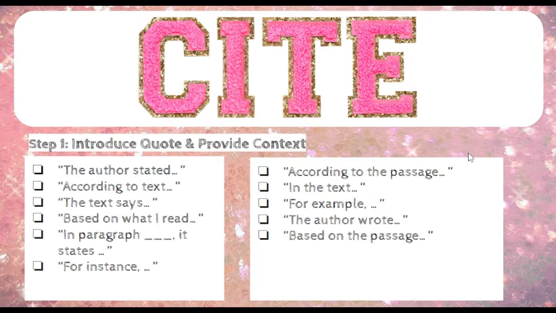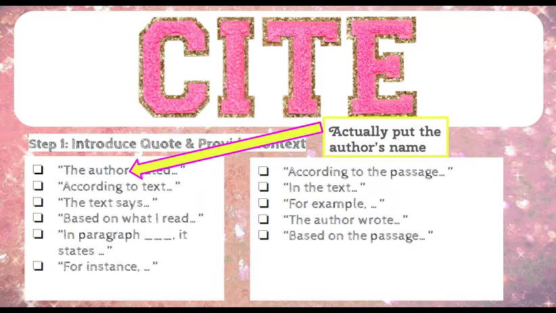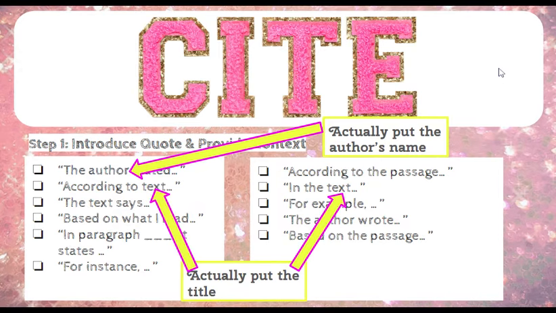There are some ways that you can introduce your text, some words that you can use. So you could say: the author stated, according to the text, it says, based on what I read, in paragraph blank it states blank, for instance, according to the passage, in the text, for example, the author wrote, or based on the passage. Now, obviously, if you know who the author is, then you can actually put the author's name there instead of saying the author. And if you know the title of the text, you should actually say the title of the text instead of just saying the text.